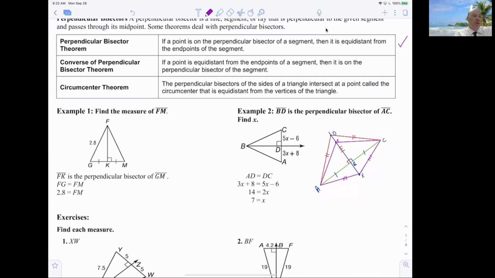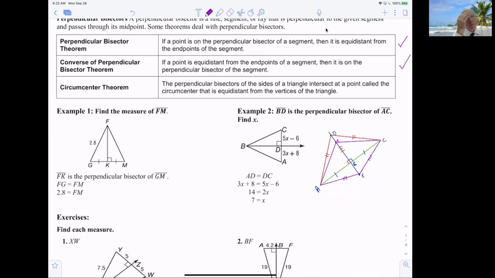Now, the converse of the perpendicular bisector theorem. If a point is equidistant from the endpoints of a segment, then it is on the perpendicular bisector of the segment. Which is obviously true.